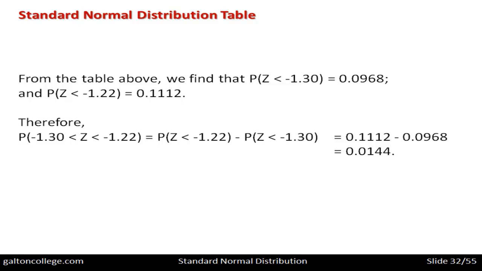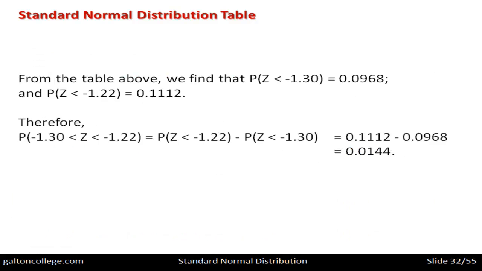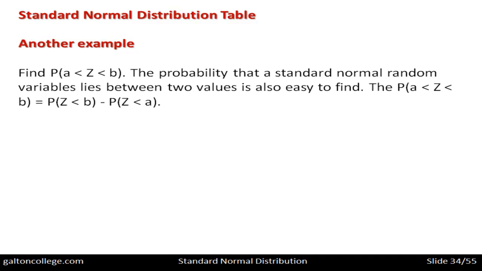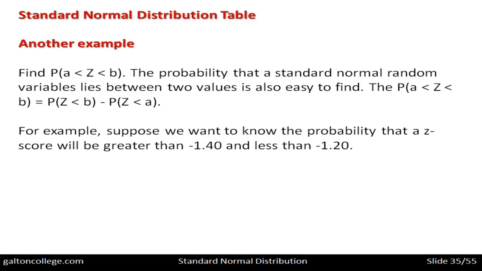So the standard normal distribution is extremely useful. And sorry, let's go back to where we were. It's extremely useful in enabling us to do these types of calculations. Take another example. Find the probability that a is less than Z less than b. Now the probability that a standard normal random variable lies between two values is easy to find. That's the sequence, and it's exactly the same as we have just done.